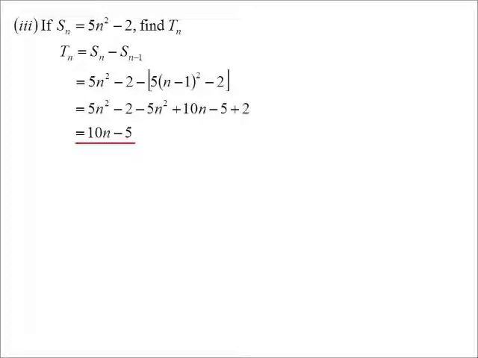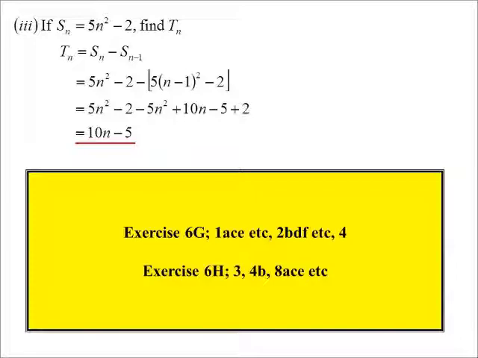So we could do the same thing if they gave us a formula for the whole series, so the sum to n. We could work out the general term using the same idea. The general term would be the sum to n terms minus the sum of n minus 1. So 5n squared minus 2, minus, well, everywhere I see an n, I'll replace it with n minus 1. All right, a bit of algebra from there, and there's our general term, 10n minus 5. And then we could work out any particular term that we needed to.